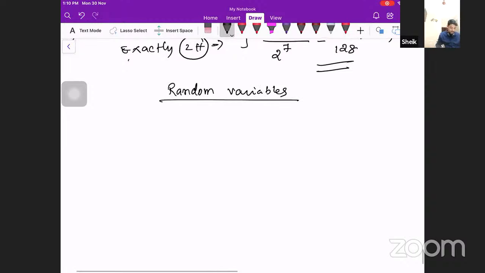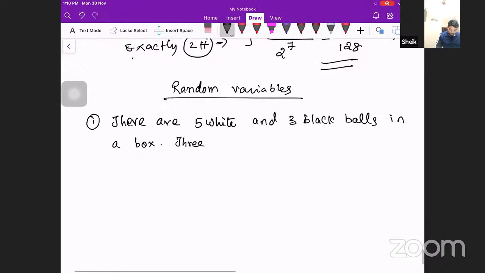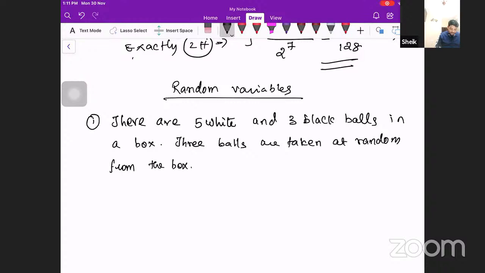Please write the question with me, my dear. Question is, there are 5 white and 3 black balls in a box. 3 balls are taken at random from the box. Find the expected number of black balls.